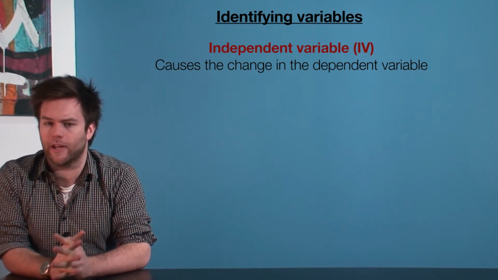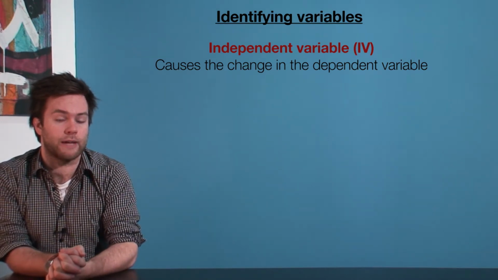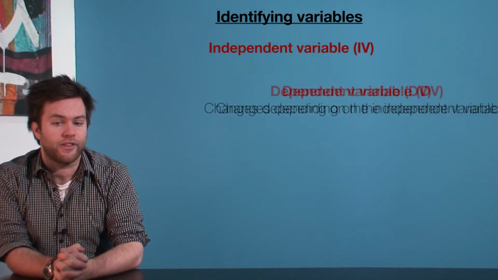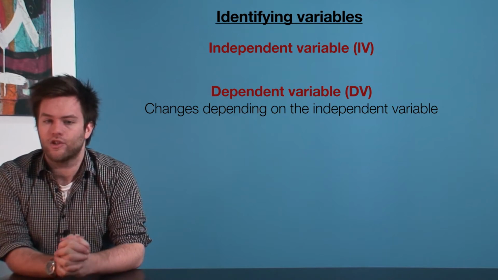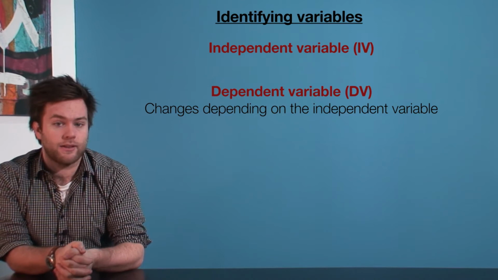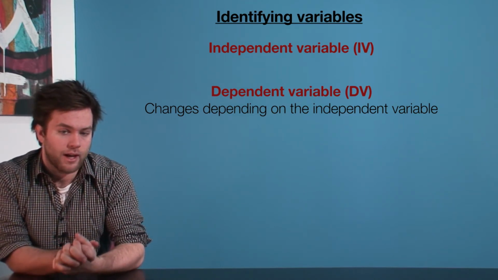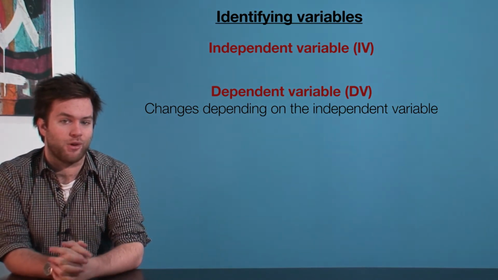So in a study on the effects of alcohol intake on memory, the independent variable would be the level of alcohol intake. The dependent variable, on the other hand, changes depending on the independent variable. That is, it is dependent. In the same study on alcohol intake and memory, for example, the dependent variable would be memory.